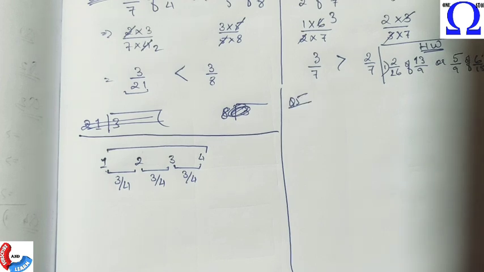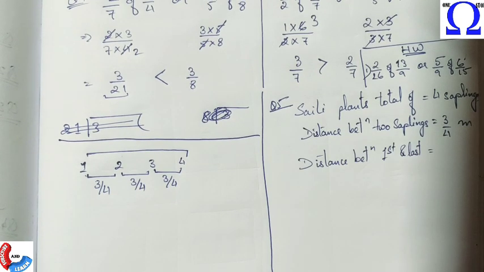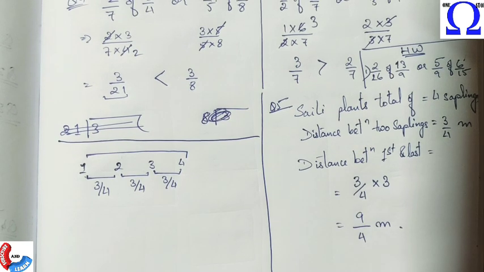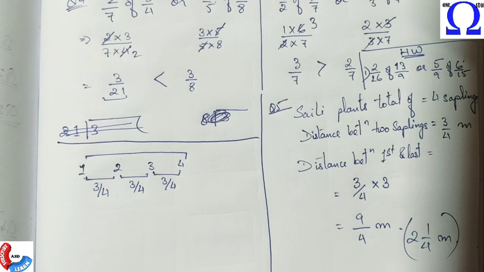Okay, so question number 5, since it is a word problem, you have to write the statements like this, given data. So the distance between the first and last sapling will be 9 by 4 meter. Understood? Or we can write it as 2 and a quarter. 1 by 4 means quarter, right?